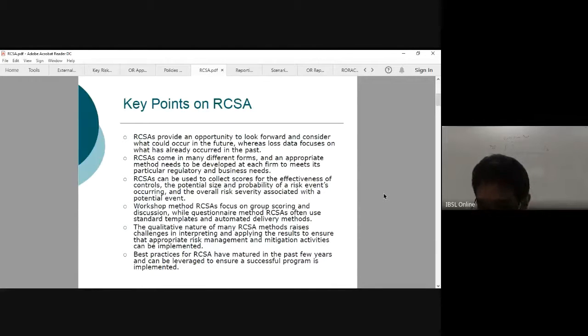But the only thing is this RCSA, as I told you earlier, here also you need to face the issue of the qualitative nature of these things. For the last couple of years, this particular activity got real maturity, but then the organizations can change their ways of doing RCSA.